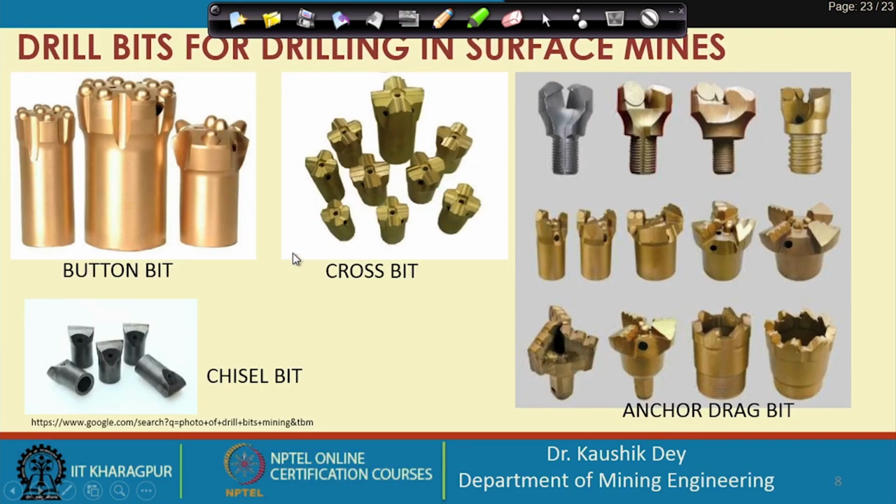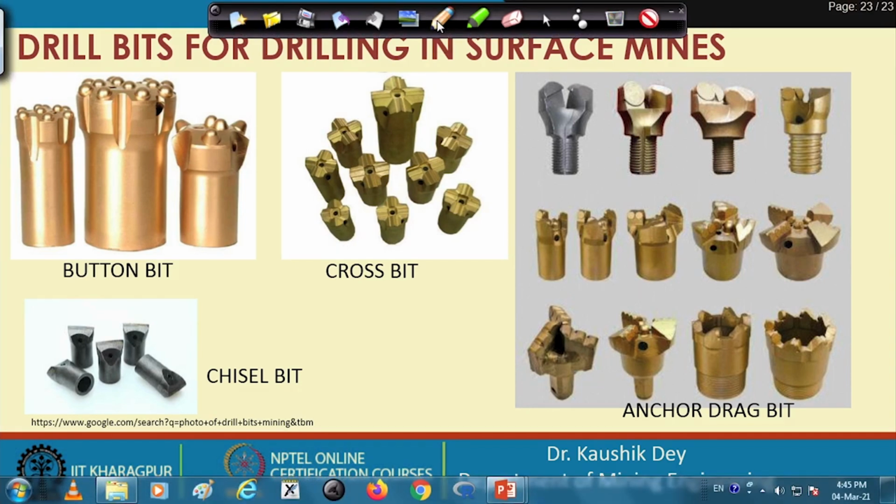In the last class we discussed the rotary percussive and rotary drilling only. The drill bits shown in this figure are mostly applicable for the rotary percussive drilling system. You can see, this is called a button bit. In the button bit you can see these tungsten carbide buttons. These tungsten carbide buttons are impregnated in the mouth of the drill bit.